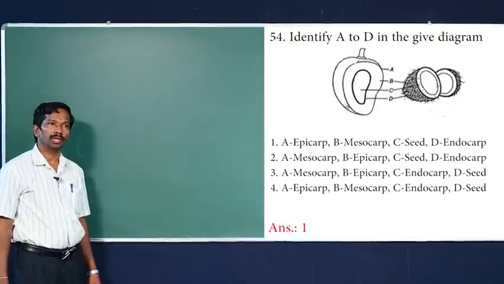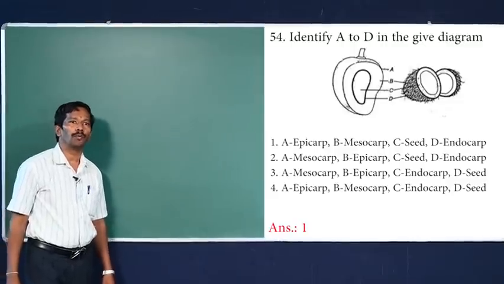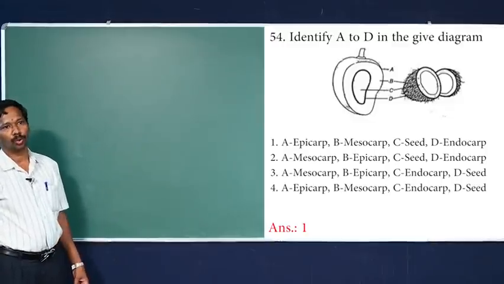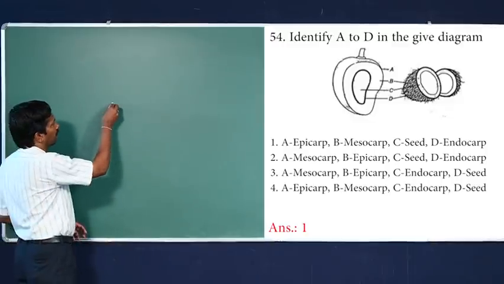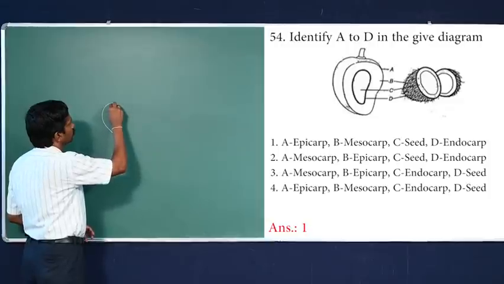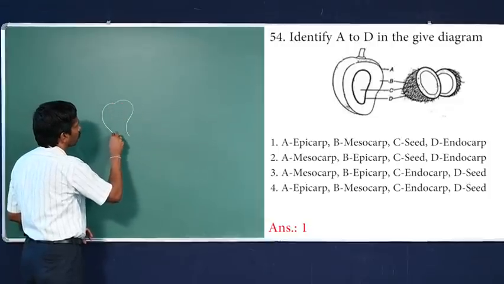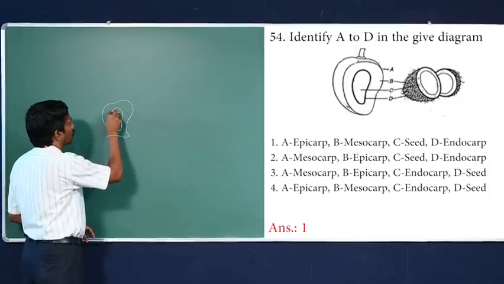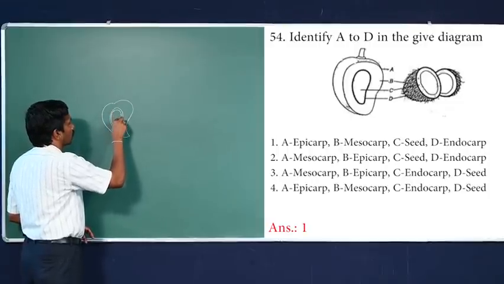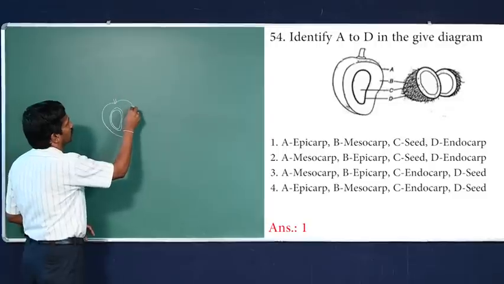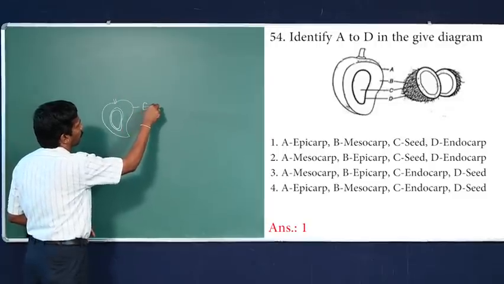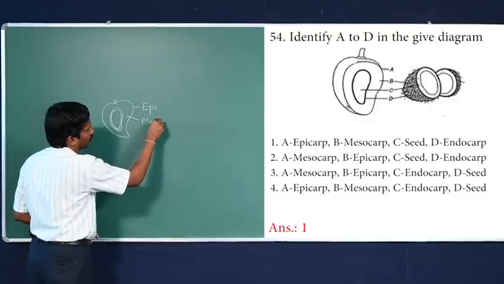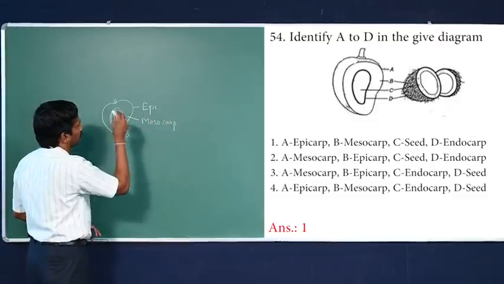Yes. Next question is 54. Diagram of a drupe has been given, that is a textbook diagram. Mango as well as coconut has been given. In case of mango, this is constituting epicarp, and mesocarp is edible, juicy in nature.